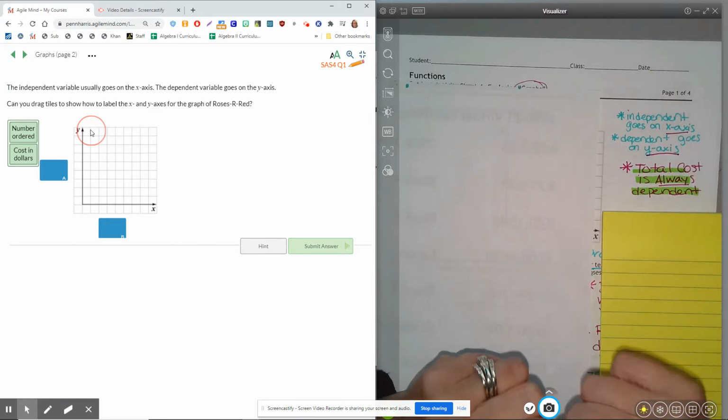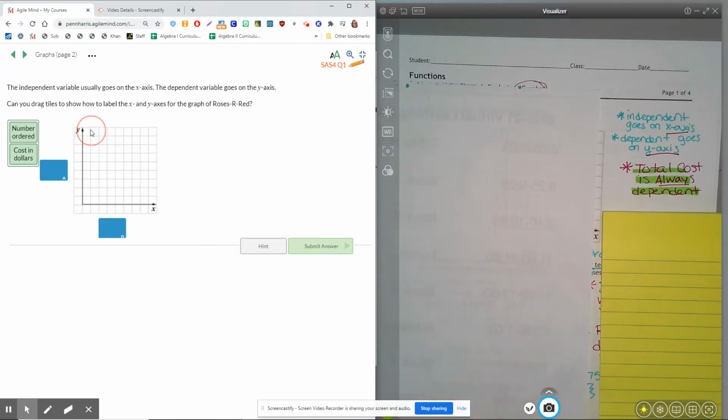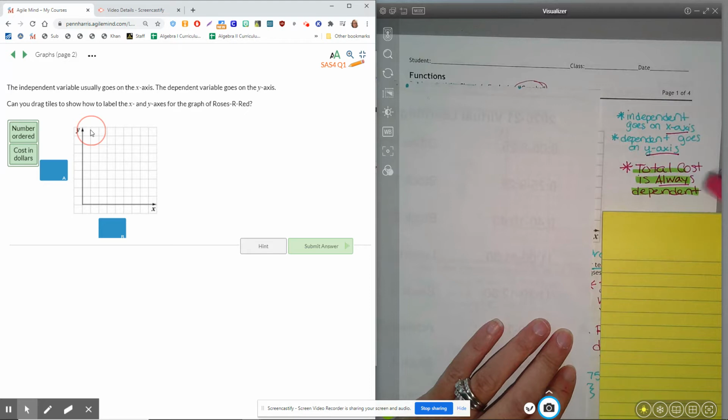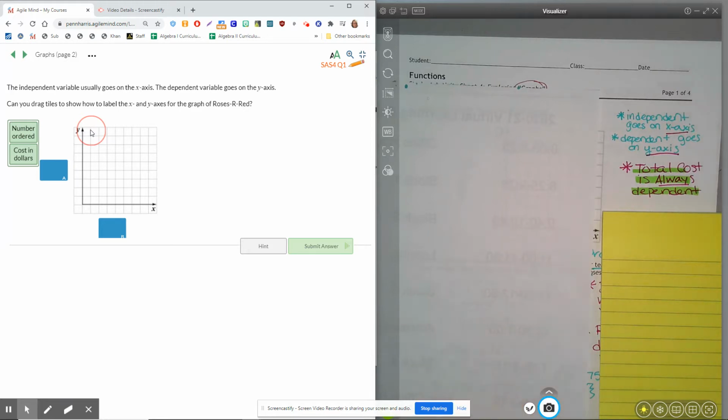With that, here is my little hint to you. Circle it, star it, highlight it, do whatever you need so that it helps you remember that total cost is always going to be the dependent variable. Total is always going to be dependent. So right here, I can tell you that total goes on the y-axis. Over here on my screen, which one of these is total? Well, that's going to be my cost in dollars, y-axis.